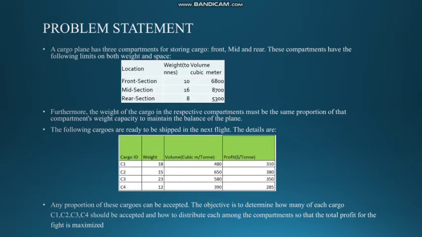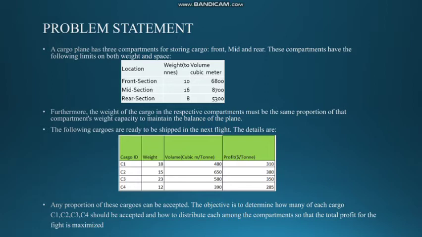So for today, we will start with our problem statement. The problem statement was: a cargo plane had 3 compartments for storing cargo, front, mid and rear. These compartments have the following limits on both weight and space. For the front section, mid section and rear section, they have given a few limitations on weight and volume. Furthermore, the weight of the cargo in the respective compartment must be in the same proportion of that compartment's weight capacity to maintain the balance of the plane.